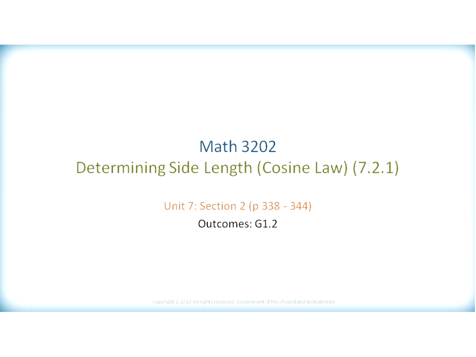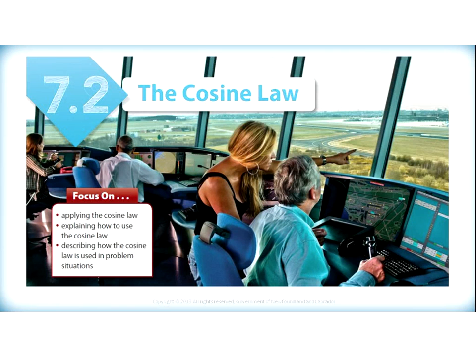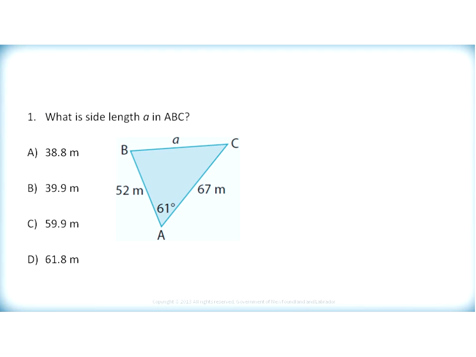We're going to now look at determining side lengths using the cosine law. So we're going to apply the cos law, and we're going to hopefully explain how to use it. Okay, so the first question, what is side length A in triangle ABC?